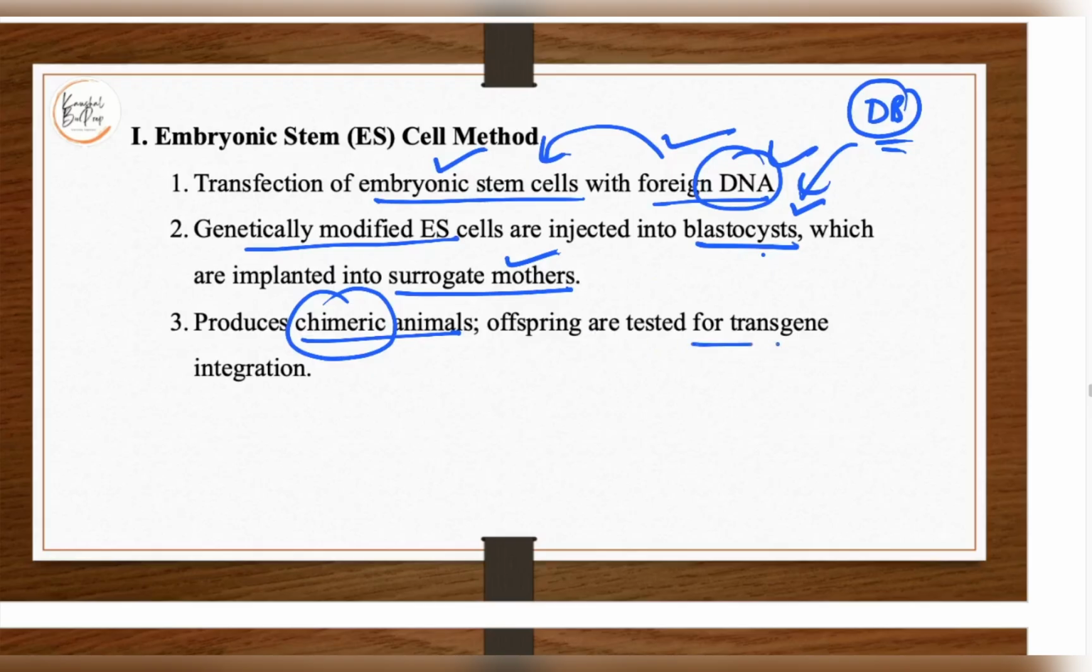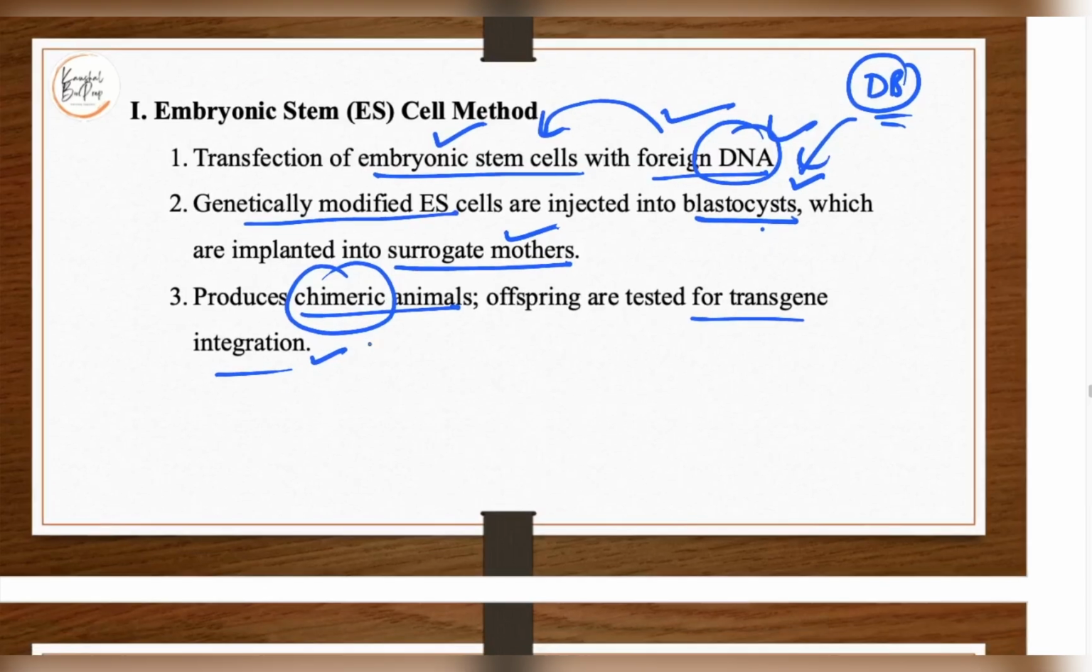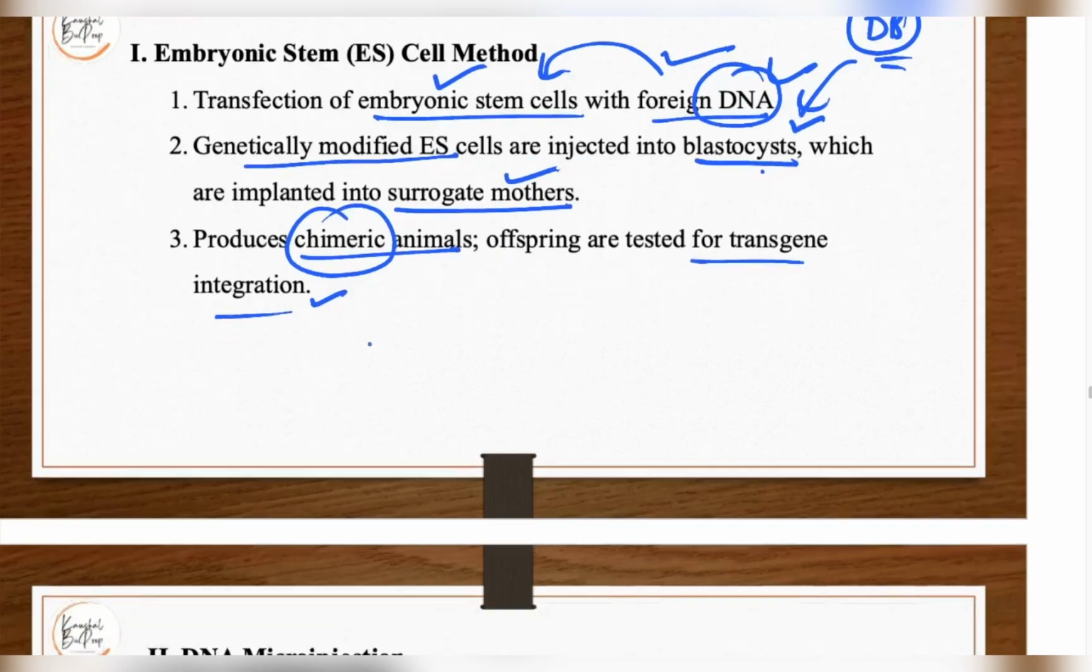So offsprings are tested for transgene integration. There are certain reporter genes which will let you know whether your particular sequence of the DNA or the gene is being expressed or not, right? So this is simple. You are just taking the embryonic stem cell, introducing a foreign DNA, and then injecting this modified embryonic stem cell back into the blastocyst, which is implanted into the surrogate mother.